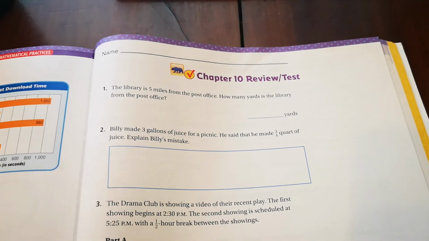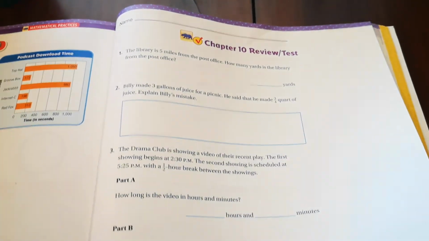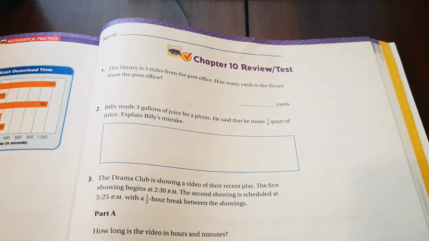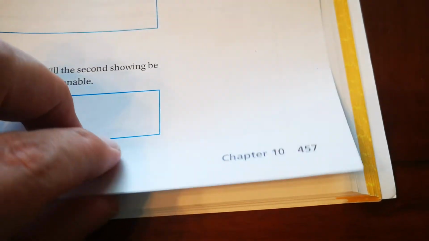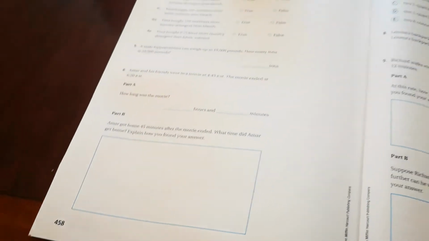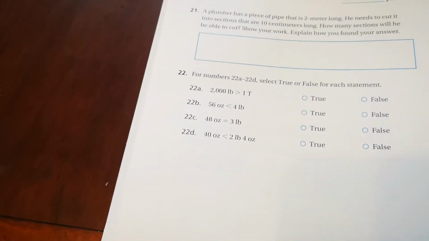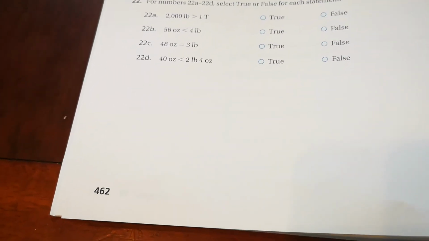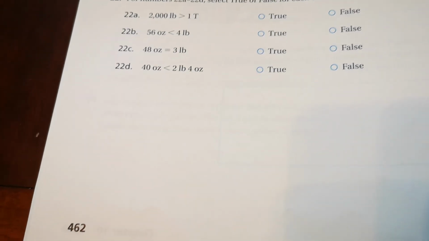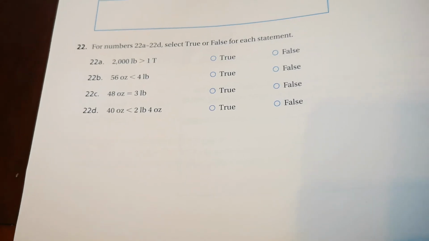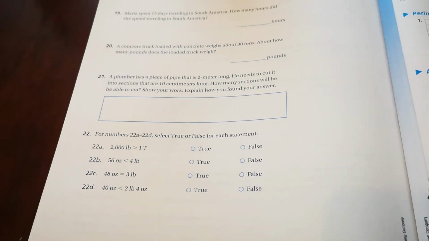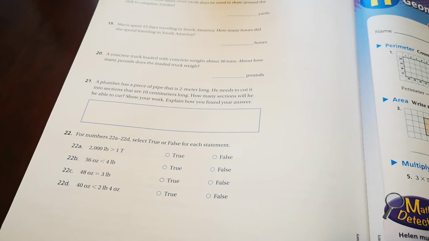Once you've done that, I'd like you to complete Chapter 10 review test. I think I have that scheduled for Friday. But if you can get started earlier, I would suggest that because it is kind of a long test. And that's on page 457. And it goes all the way to 462. There's 22 questions covering all the things we've learned in this chapter. Please try your best. And I will most likely put up the answers next week.